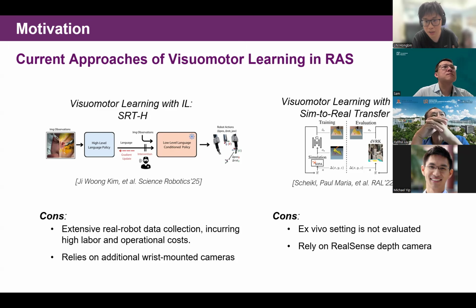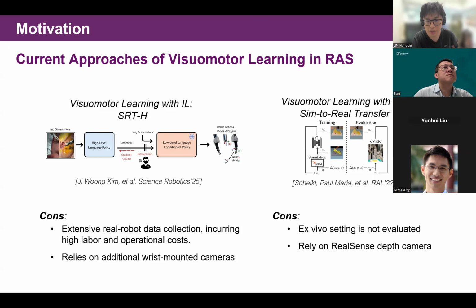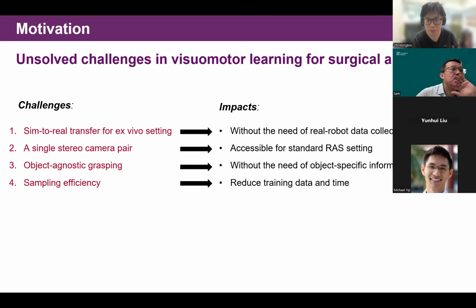Another work trains a visuomotor learning policy in simulation using PPO and then transfers it to phantom scenes via pixel-level domain randomization. However, its applicability to the ex vivo setting remains unclear, especially since it relies on a RealSense camera, which might not be suitable for the surgical environment.